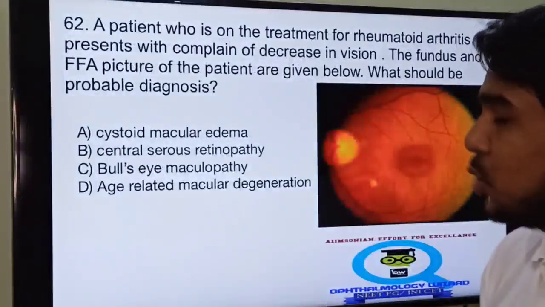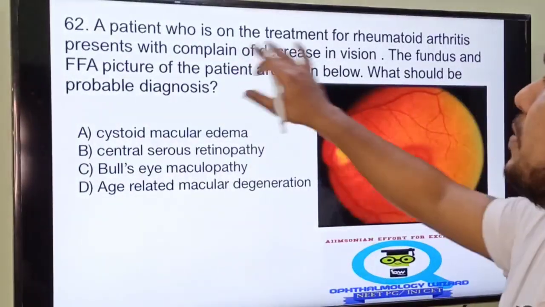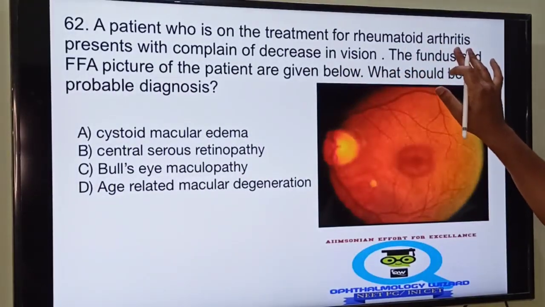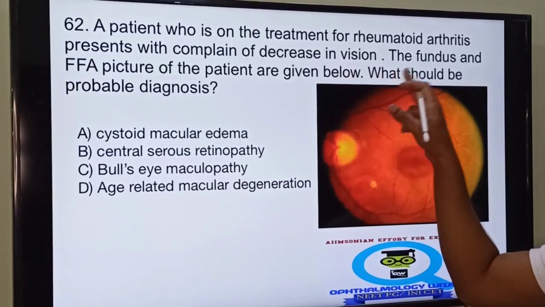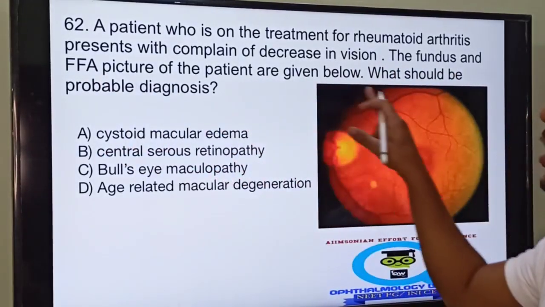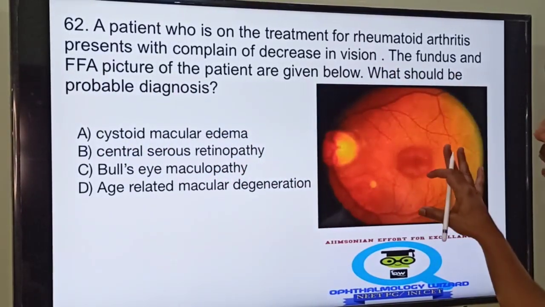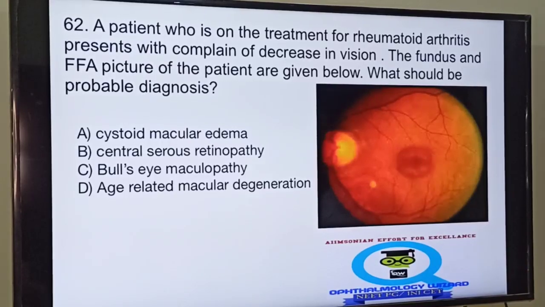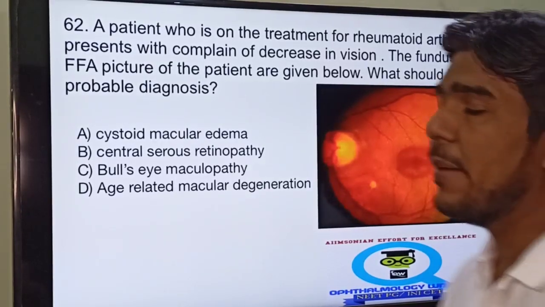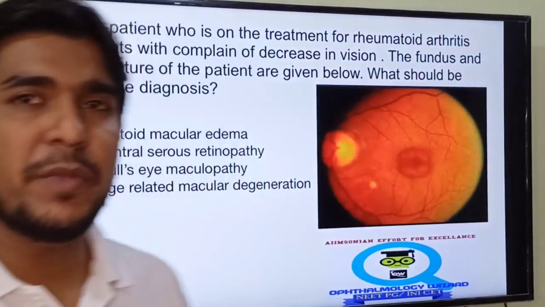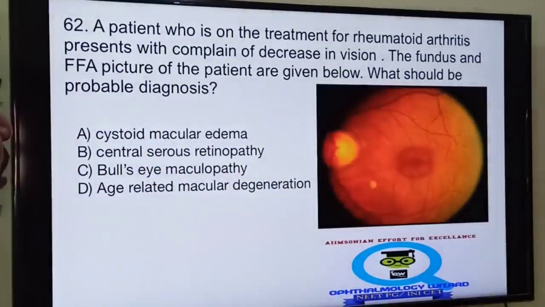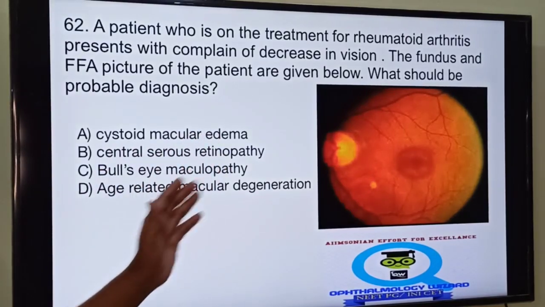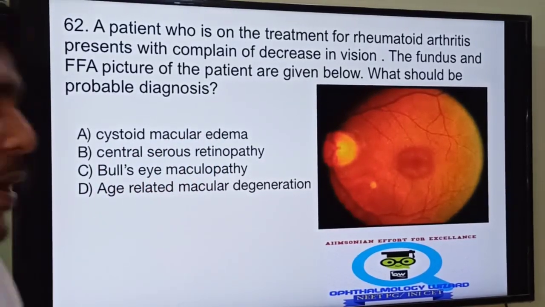Now coming to the 62 number question: a patient who is on treatment for rheumatoid arthritis complains of decrease in vision. The fundus and FFA picture is shown here. Okay, you have to see what the diagnosis is. I have purposefully given only the fundus picture, just make the diagnosis. Cystoid macular edema, serous retinopathy, bullseye maculopathy, age-related macular degeneration.